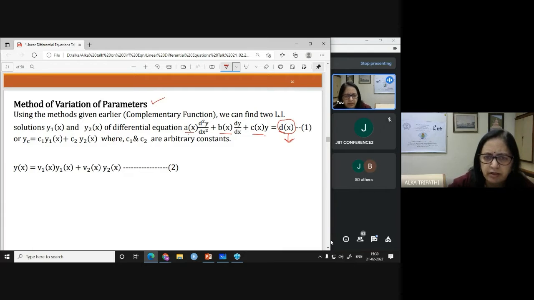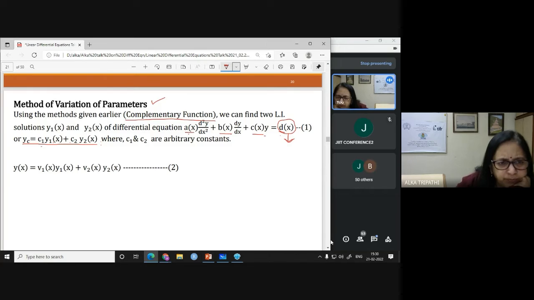If it is of third order, then we should have three linearly independent solutions. Or you can say otherwise, that we should have the complementary function. If we have the complementary function, then we can solve the equation. So suppose I already have two linearly independent solutions y1(x) and y2(x). Then we know that c1 y1(x) plus c2 y2(x) is also a solution of the differential equation.